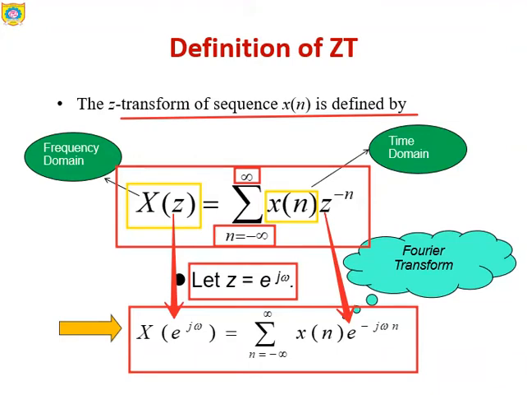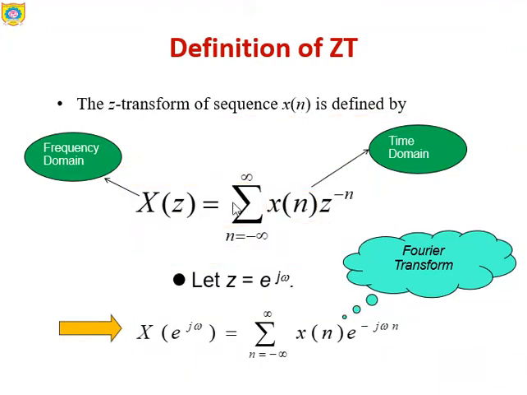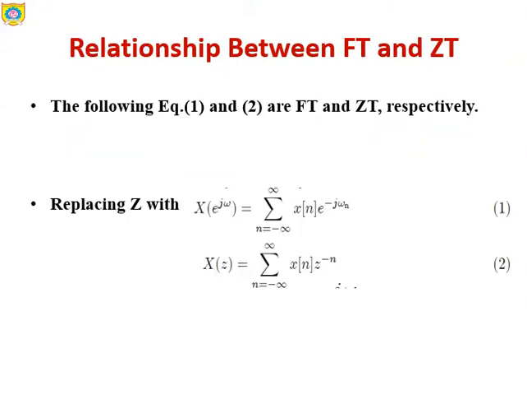Let's proceed again with the same correlation between the two concepts, the Z transform and the Fourier transform. This is what we have just seen. The Z transform and Fourier transform can be correlated with these equations, where z is replaced by e raised to j omega and the further equation will become like this. So equation 1 is nothing but the Fourier transform of x of n, and equation 2 is nothing but the Z transform of x of n.